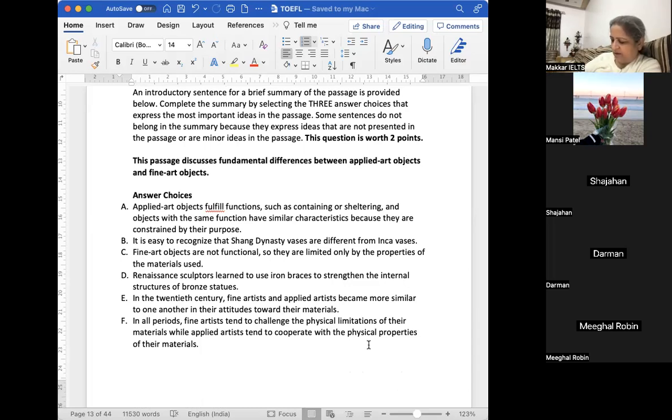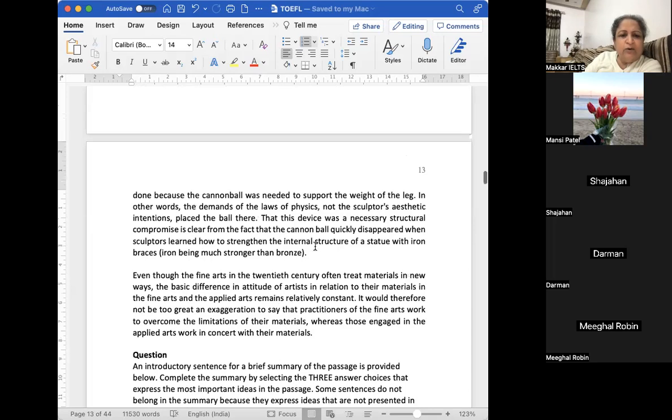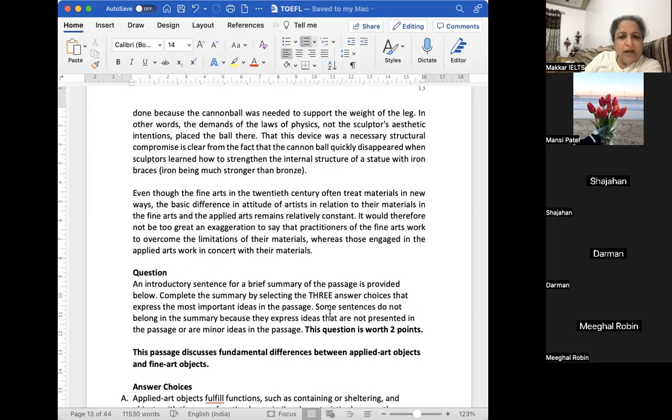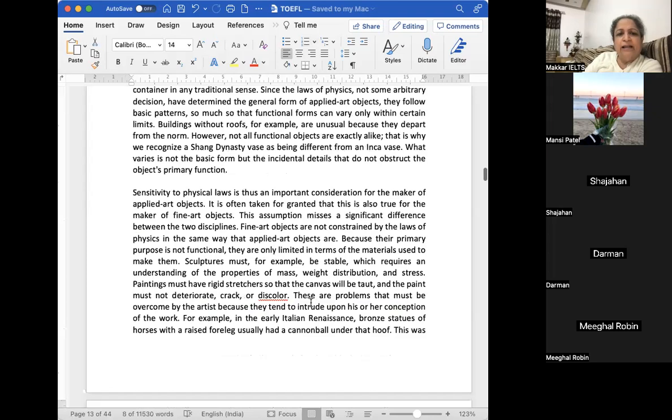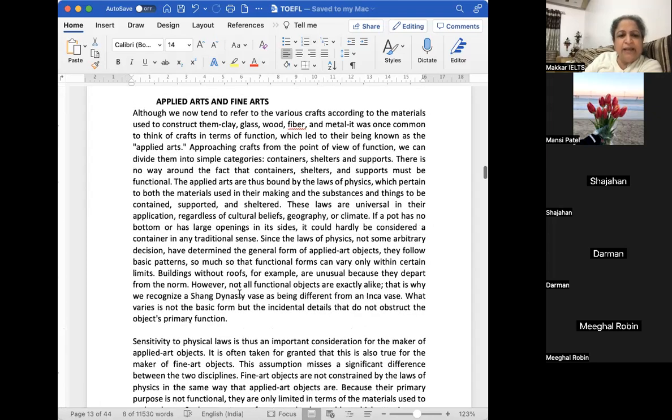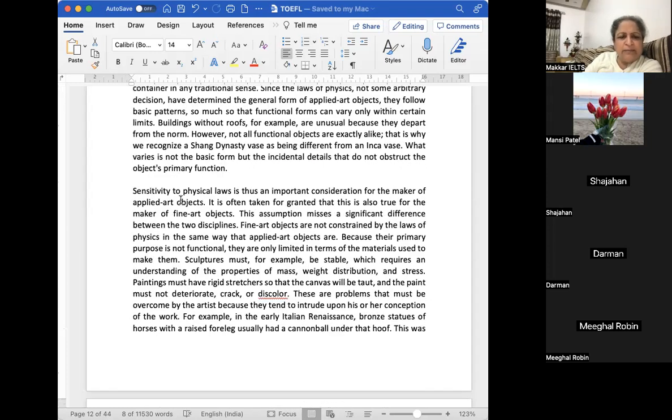B. B, it is easy to recognize that... see, read the question nicely. ये बहुत important है. Complete the summary by selecting 3 answer choices that express the most important ideas in the passage. तो most important idea आपको ये लगता है शैंग के वो जो वाजिस का है, उन्होंने सिर्फ ये बताया है कि that is why we recognize कि वो दोनों different है, उनका बेसिक फॉर्म वेरी नहीं करता, बट इंसिडेंटल डिटेल्स वेरी करती है, उसका प्राइमरी फंक्शन ऑब्स्ट्रक्ट नहीं करती. This is not a very important point as it is. तो इंपॉर्टेंट पॉइंट यहाँ पे है. चलो आगे पढ़ते हैं, पूरा पढ़ लेती हूँ फिर उसके बाद देखते हैं.